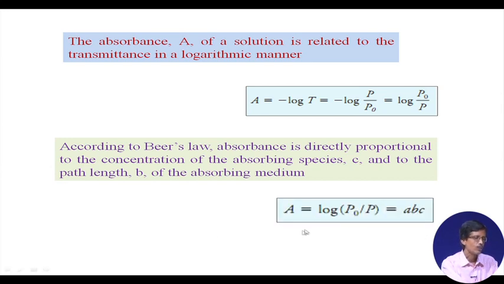So, what we get is A is equal to log P0 by P, which is correspondingly A B C. If we write it directly in terms of the English alphabets, it is very easy to remember and very easy to recall: A B C. We already defined B and C, so now we know A.